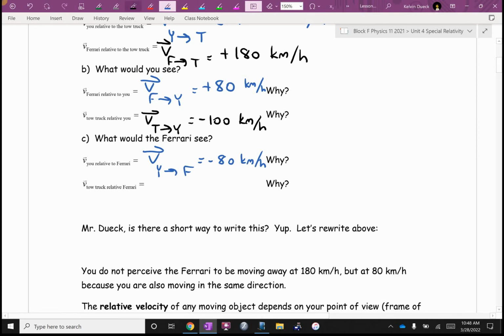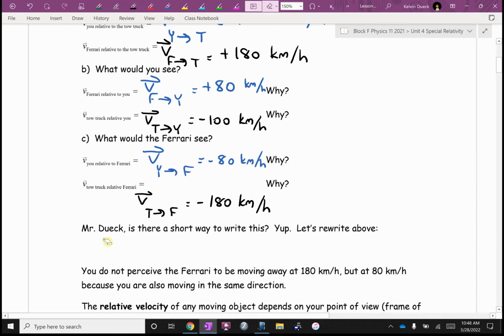And as far as the Ferrari is concerned, the tow truck relative to the Ferrari is negative 180 kilometers per hour. You kind of have to use your imagination and imagine the earth spinning underneath the Ferrari's tires while it's staying at rest, but that is a perfectly valid physics interpretation of what's going on.